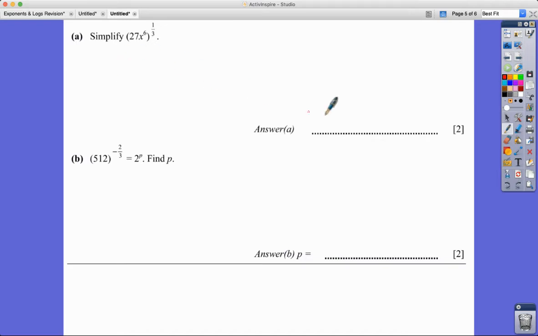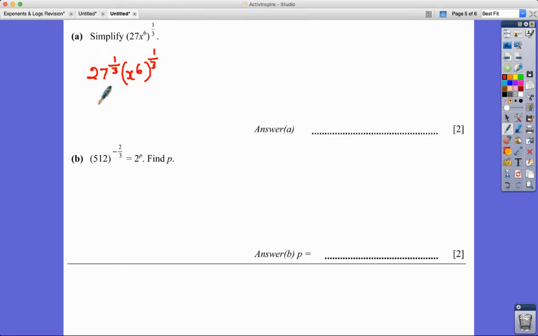Next one. Now my class are really still getting to grips with their laws of indices. So it's all about the practice here. We've got 27 x to the power 6. The whole thing, crucially, is to the power of 1/3. So that means that the power is applied to both of those elements in this bracket. So we've got 27 to the power of 1/3, and we've got x to the power 6 to the power of 1/3, in that product.